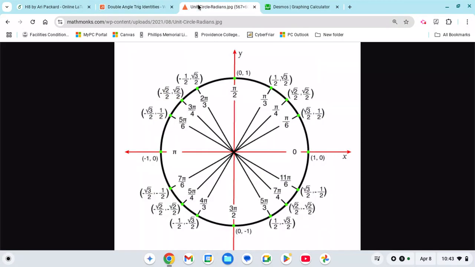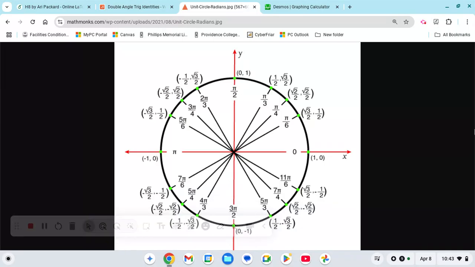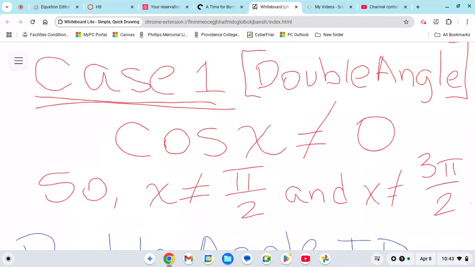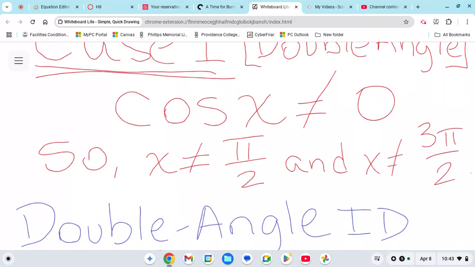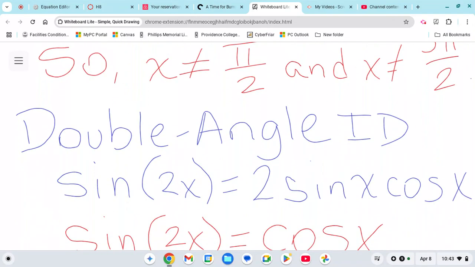This is on mathmonks.com. The cosine cannot be 0, so the angle value cannot be up here, pi over 2, cannot be down here, 3 pi over 2. We can't have cosine equal to 0, so those two are out. X cannot be pi over 2, and x cannot be 3 pi over 2. All right, let's go back to our thinking about double angle identity.